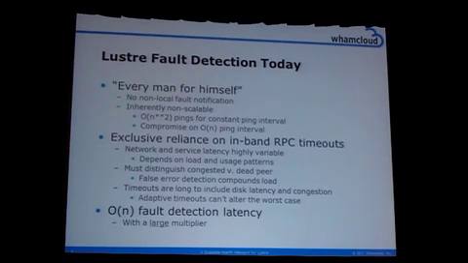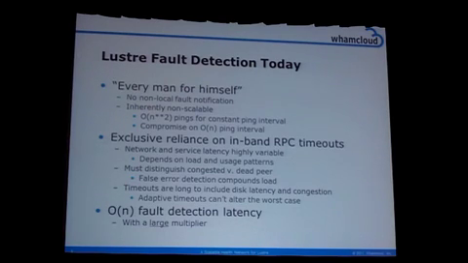So because you're doing this every man for himself concept, we have this order n squared issue. And you can compromise by reducing the ping interval as you grow the size of the system. And what that means is that you have to basically increase your RPC timeout. So we're still in a situation where we exclusively rely on in-band RPC timeouts to do pure health detection.